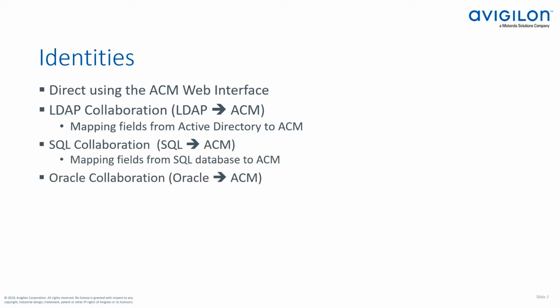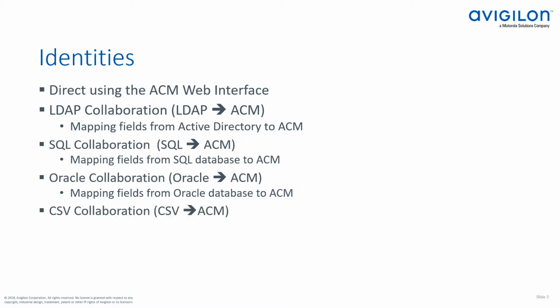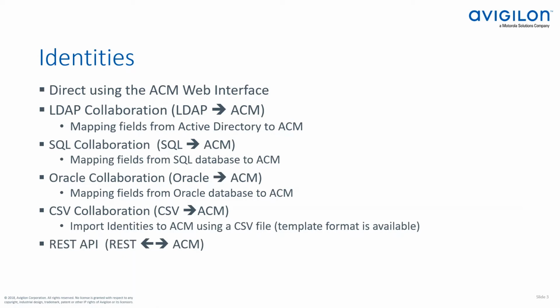Oracle is another collaboration that you can utilize by mapping fields in, again, SQL or Oracle databases and syncing that with ACM. CSV collaboration, so if you have maybe a legacy application, a legacy database, and it is not compatible with anything above you see here, you could also utilize CSV collaboration to bring information from the CSV file into ACM. Another option is also REST API.